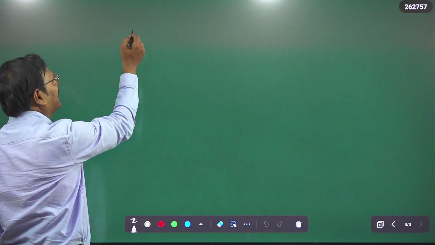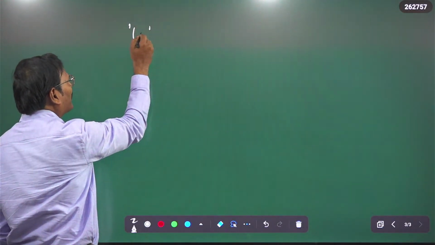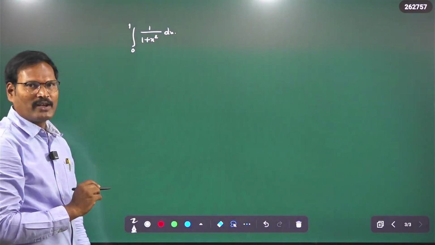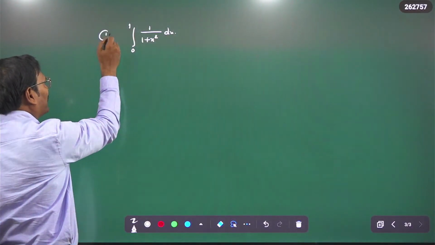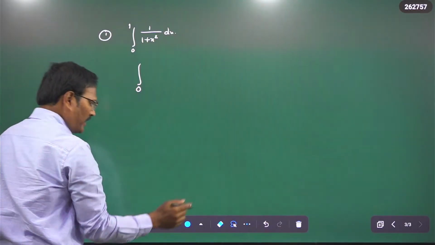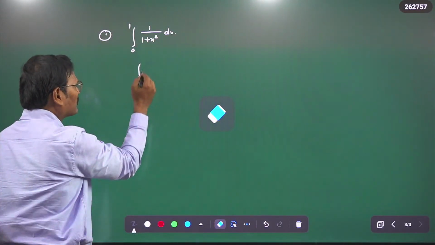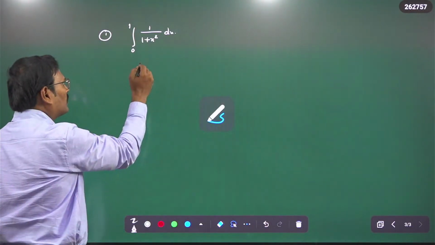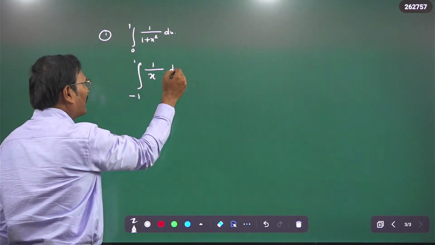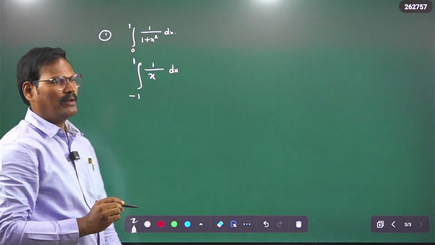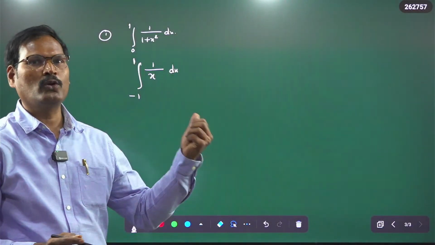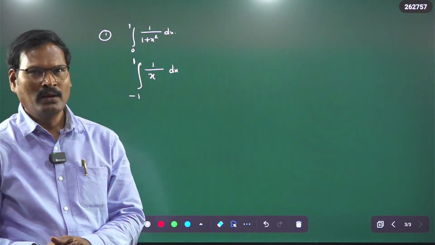So integral 0 to 1 of 1 by 1 plus x square dx. This is our first problem. I will solve this problem later. Before going to solve this, I will ask you one question. Can we find the integration of integral minus 1 to plus 1 of 1 by x dx? Is it possible to integrate integral minus 1 to plus 1 of 1 by x dx?